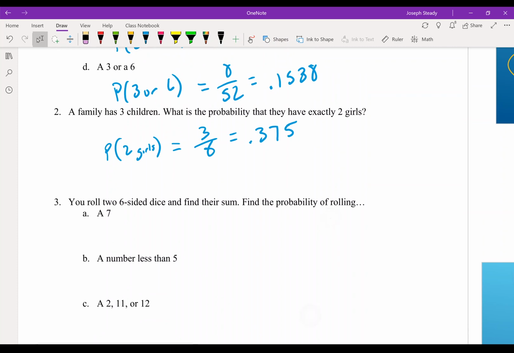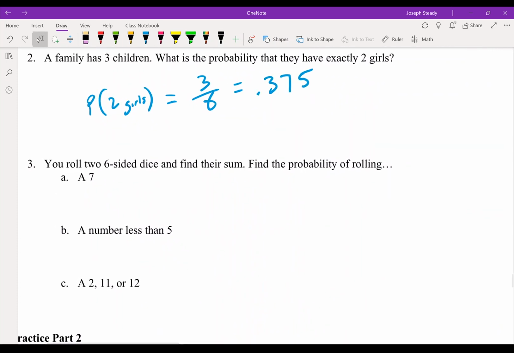Third problem, the last one. We're going to look at the dice now. So we want to roll 2 dice and find the sum, add them up, like you often do if you're playing a game like Monopoly, to see how many spaces you move. What is the probability of rolling a 7? So let's look at our dice.